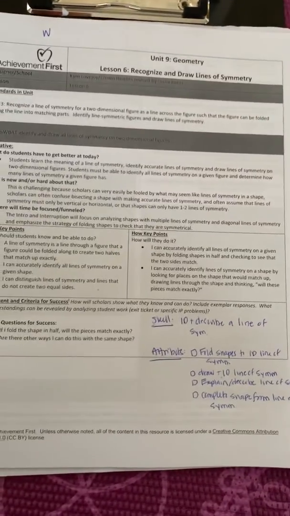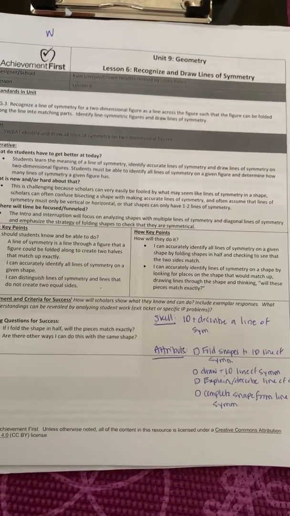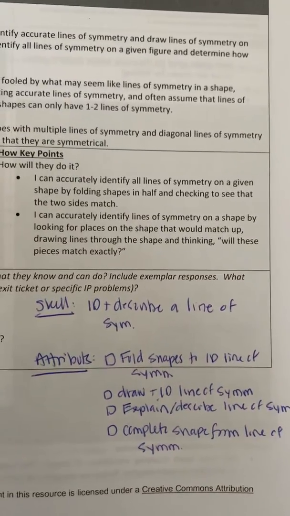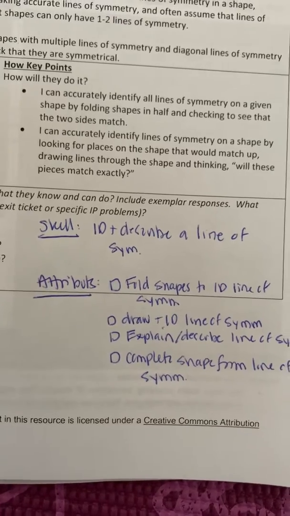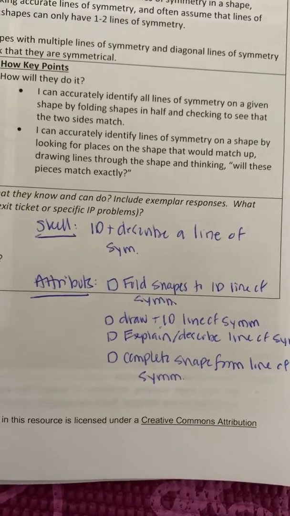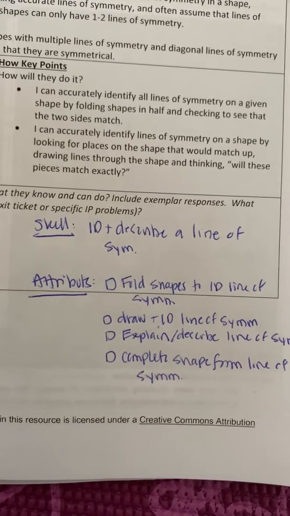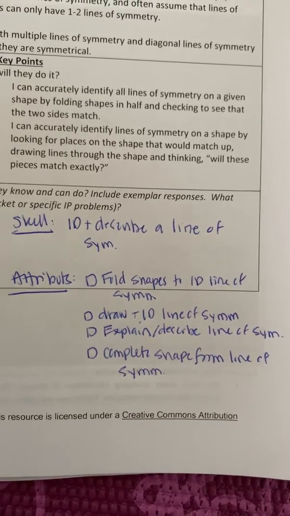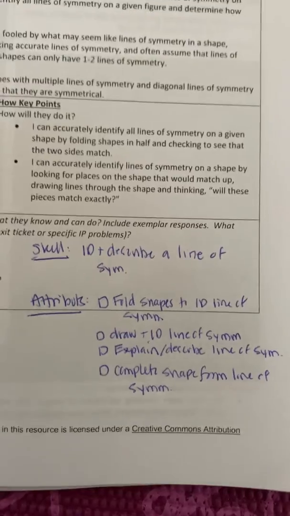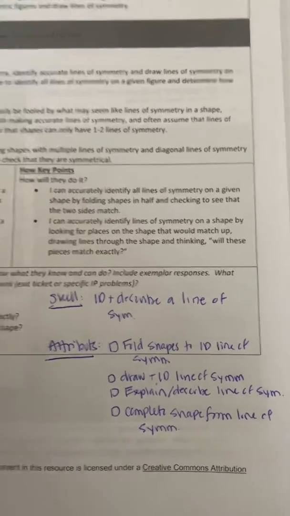This is Unit 9, Lesson 6, Recognize and Draw Lines of Symmetry. Today it is Identify and Describe a Line of Symmetry. The way that we're going to apply that is by folding shapes to identify a line of symmetry, draw and identify lines of symmetry, explain and describe a line of symmetry, and complete a shape from a line of symmetry. Nicole, I talked to you about the questions.